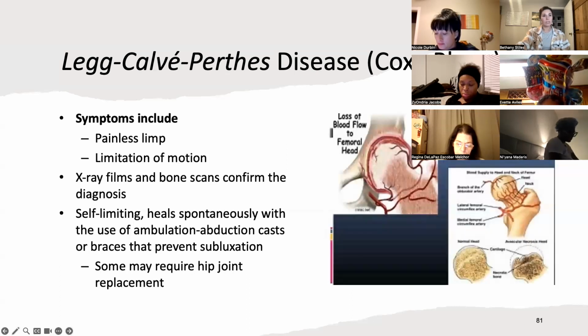We talked about having the painless limp. You might have limited motion. We can use X-rays and bone scans. And they might require a hip replacement at some point.